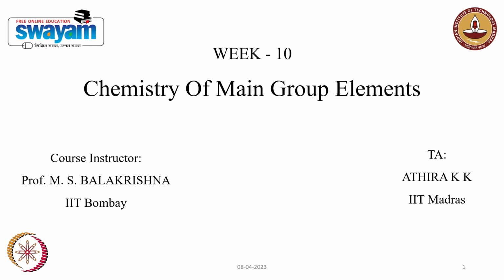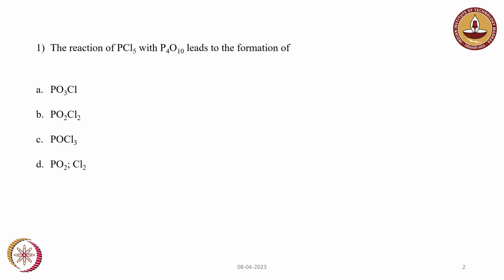So let's start. The first question is: the reaction of PCl5 with P4O10 leads to the formation of option A, PO3Cl; option B, PO2Cl2; option C, POCl3; and option D, PO2 and Cl2.